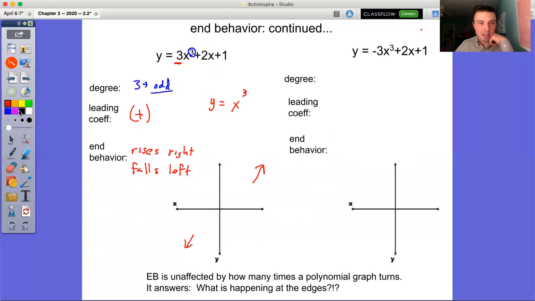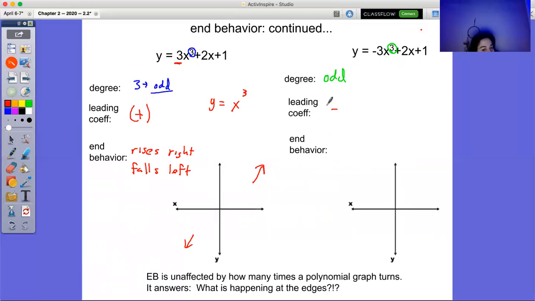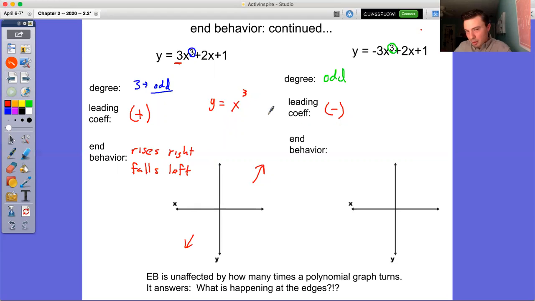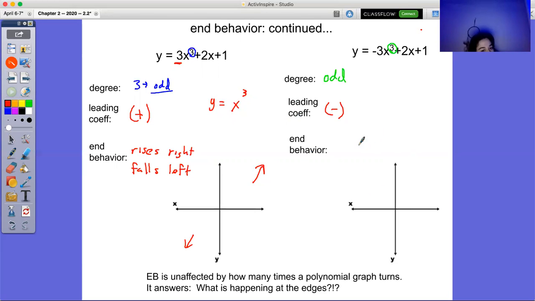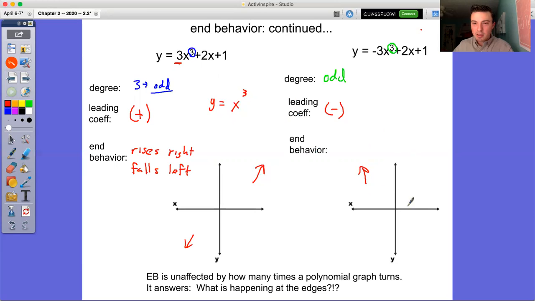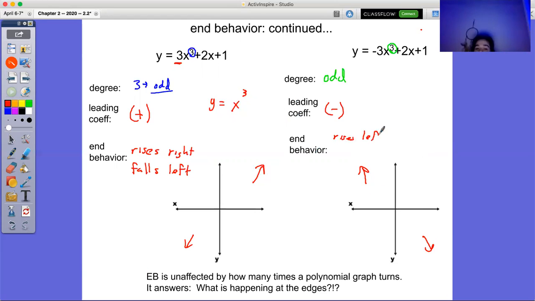All right, Katya, help me with this last one. What's the degree of this one? 3. So that means it's odd. Okay, how about what is the sign of the leading coefficient? Positive or negative? Negative. So what would you guess compared to what we know about this one? How is the end behavior going to change? Rise left, fall. Yep, it's going to switch. So it rises left and falls right. Good job.